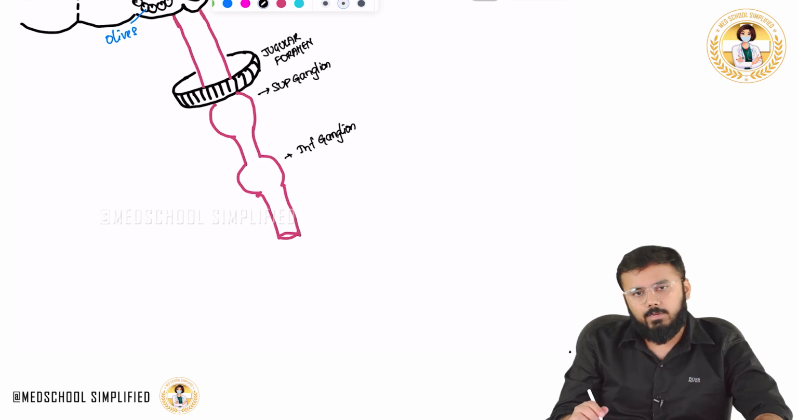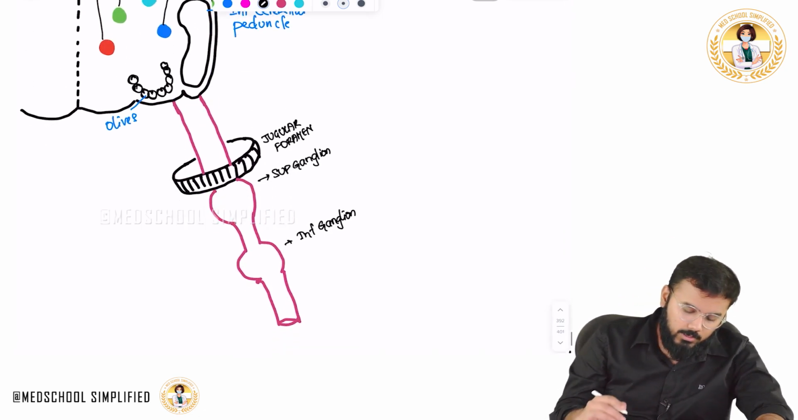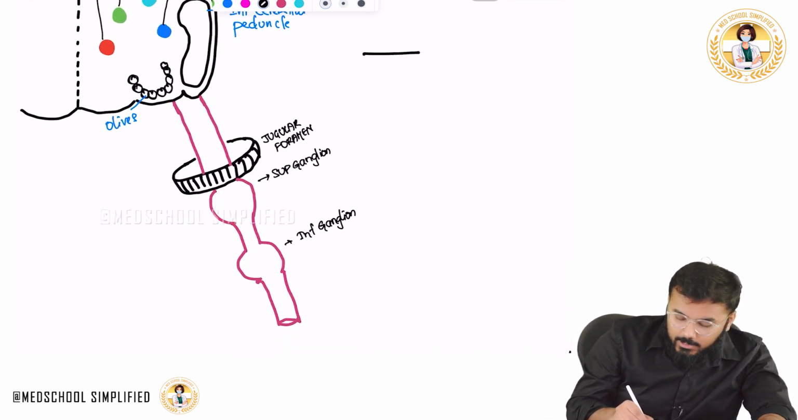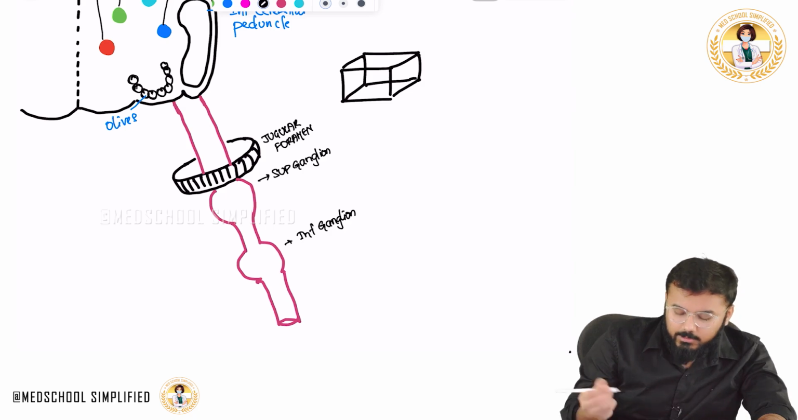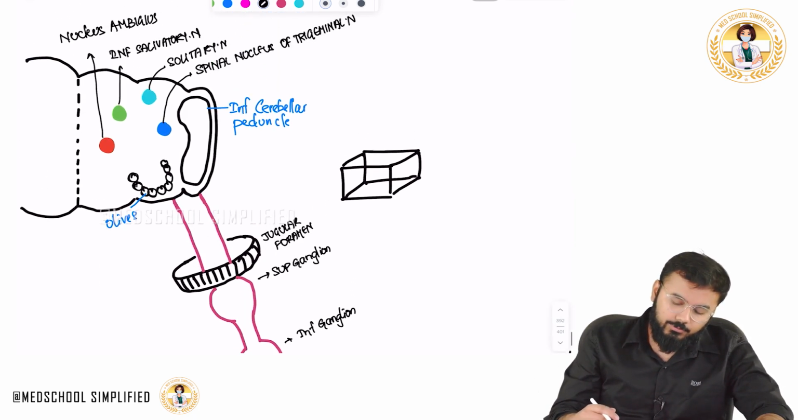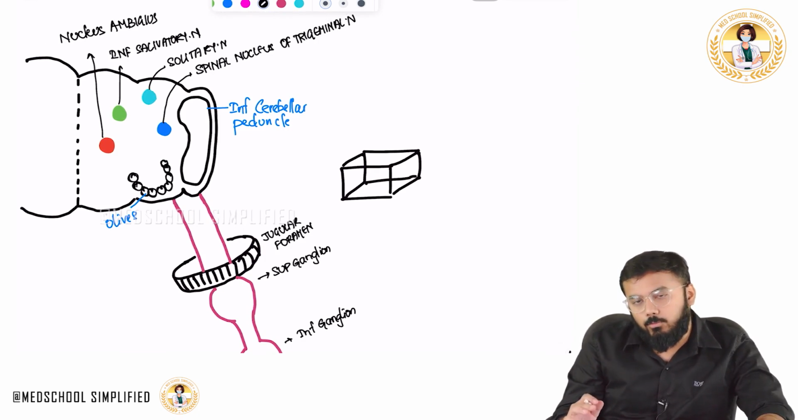Superior as well as the inferior ganglion over here. Now, next important thing is that here let me draw the middle ear cavity. So this is your middle ear cavity like this. Okay. Now, after this middle ear cavity, let me also draw a few more important things.